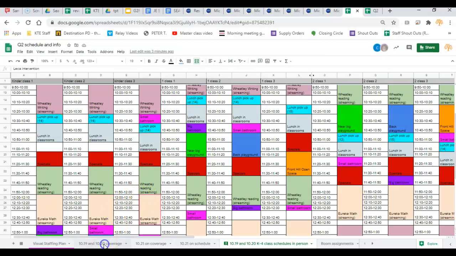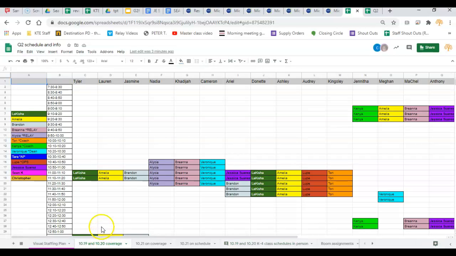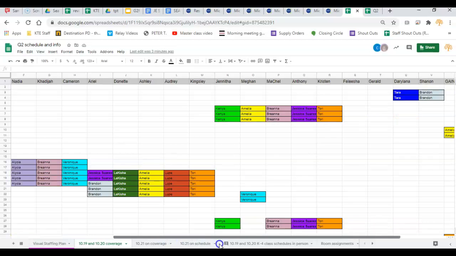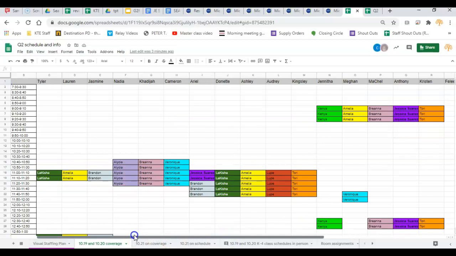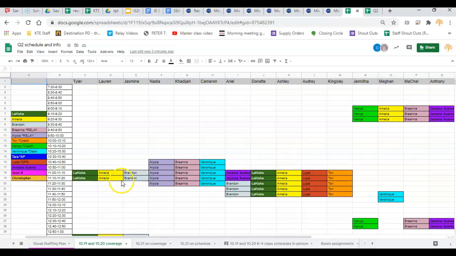If you are one of our folks supporting coverage, you would go to the schedule where it says 1019 and 1020 coverage. Again, this will be the coverage only for Monday and Tuesday of next week. You would take a look at this if you were providing coverage, or if you're a lead teacher that wants to know when coverage is being provided. So we're going to run the schedule that you were all given last week for Monday and Tuesday of next week. After that is when we will transition.